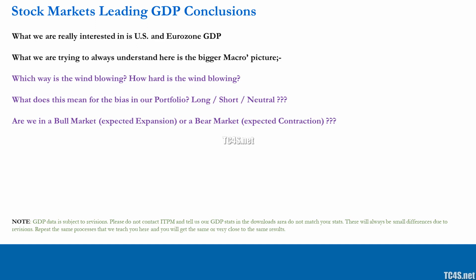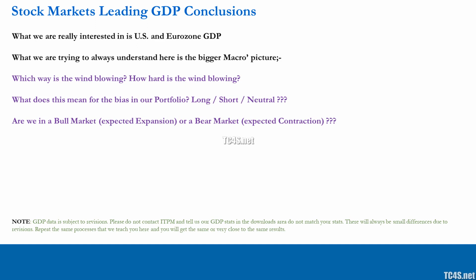We want to be setting ourselves up for the direction that the wind is blowing in, trying to calculate some sort of expectation for how hard the wind is blowing, setting our portfolios up with a bias, long, short, neutral, and understanding the context that we're in. Are we in a bull market where we experience expansion? Are we in a bear market where we're experiencing contraction? What is our expectation for the future, and how do we want to be set up?